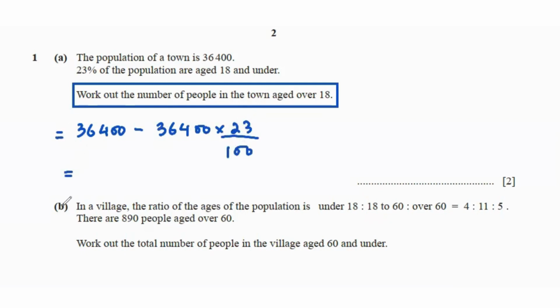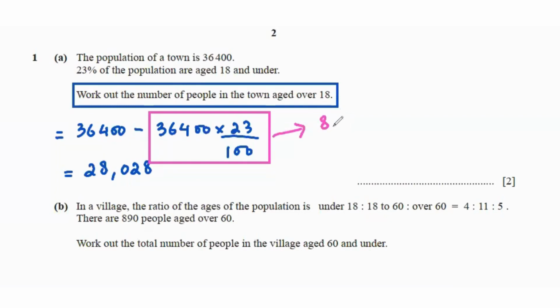This is going to be our equation. And when we solve that, we get 28,028. First, you'll find 23% of 36,400, which will equal 8,372. So this part over here is equal to 8,372. And when we subtract this from 36,400, we get 28,028. So that is your final answer for this.